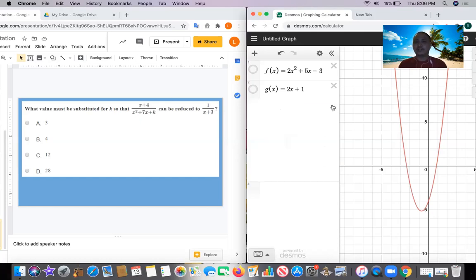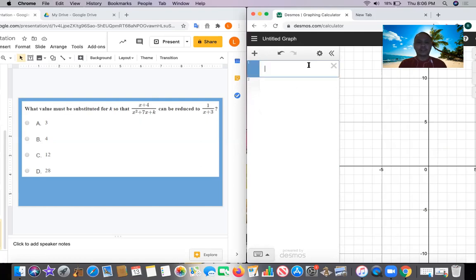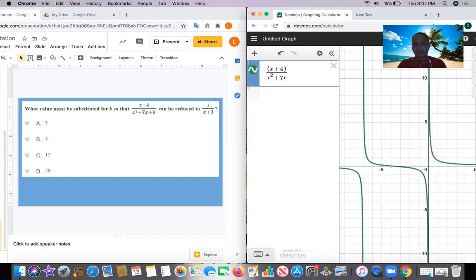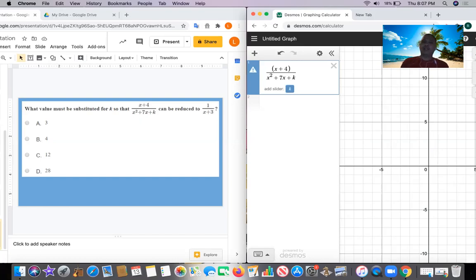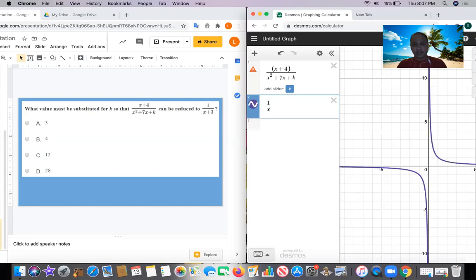So we will write down the question. The first one is x plus 4 divided by x squared. Notice if I am dividing, I will put a parenthesis here. Take note of that. Plus 7x plus k. Plus k. Okay, next part, we have the reduced form is 1 over x plus 3.